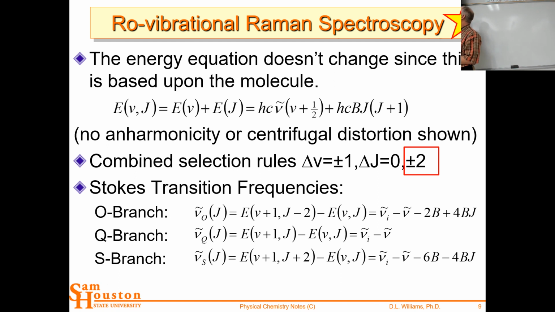If it's the O branch, it's shifted from the incident frequency, and so it goes over to the vibrational frequency and then comes back a little bit. And so it looks like it's adding 4B, but it's a shift, so it's subtracting a negative number, which makes it positive. But the point is, you've got a slope of 4B, so the spacing in Raman in each of the O and S branches is 4B, and that allows you to get that rotational constant.